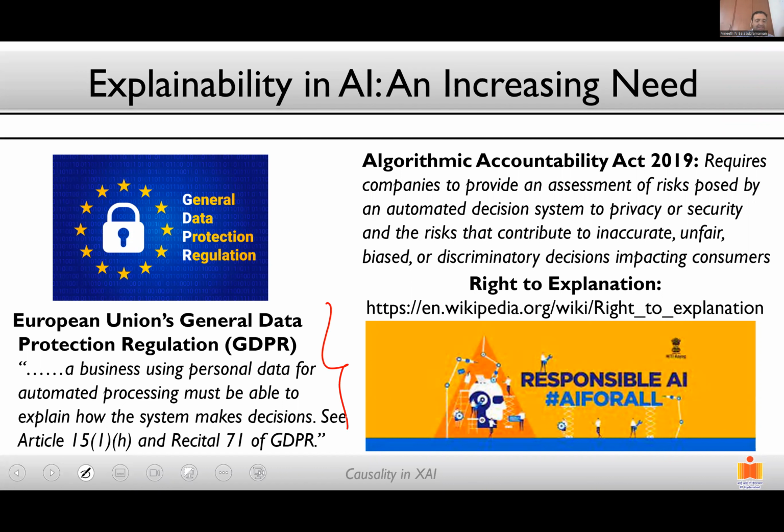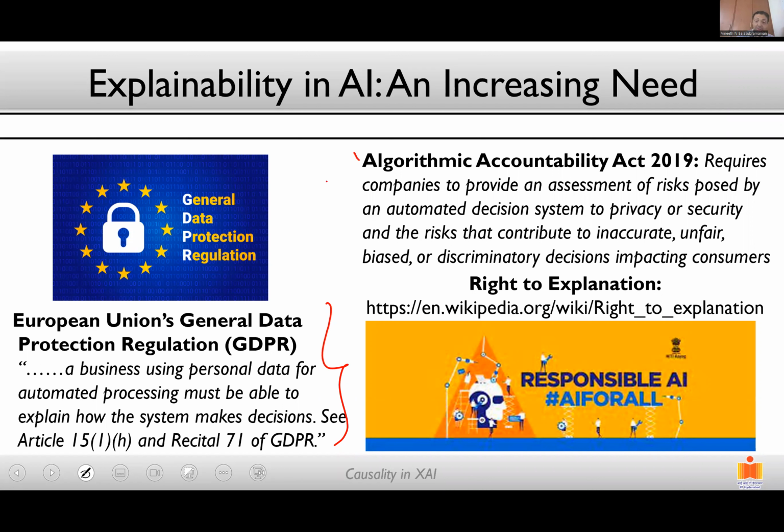The European Union now has a formal clause as part of its General Data Protection Regulation that states that a business that uses personal data for automated processing must be able to explain how the system makes decisions. Which means if a bank is using a machine learning model to decide whether a customer should get a loan, and the customer comes back and asks, why was my loan declined? The model should be able to explain why.